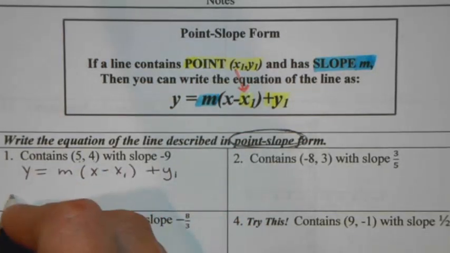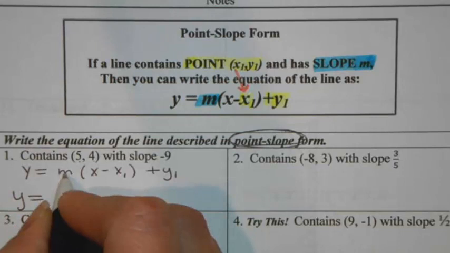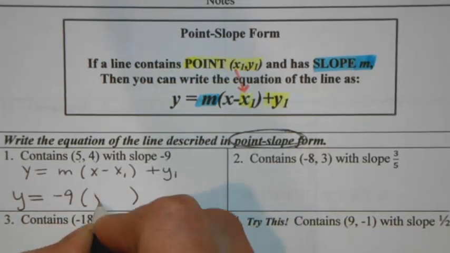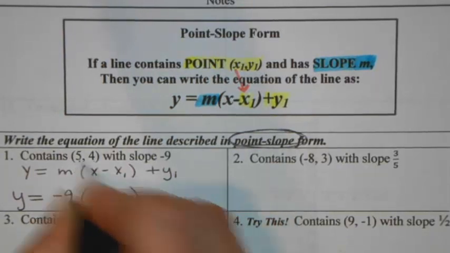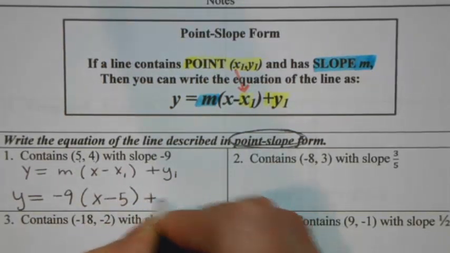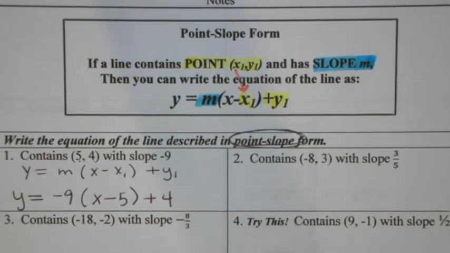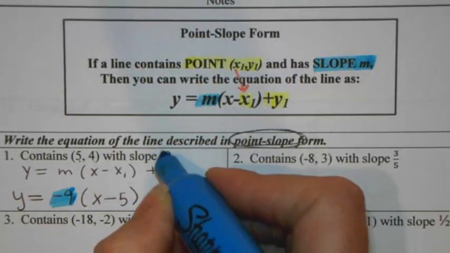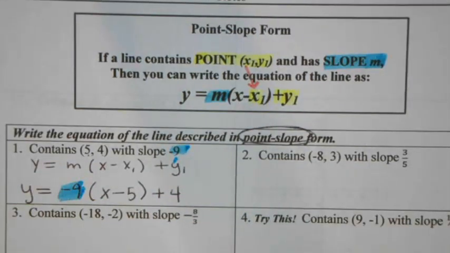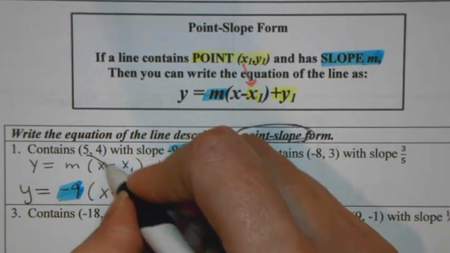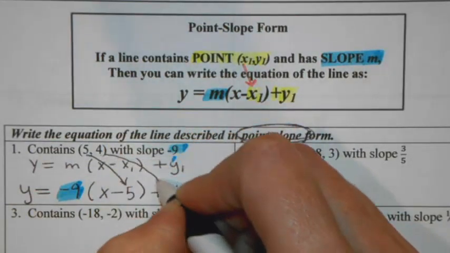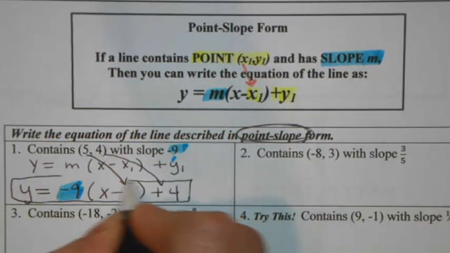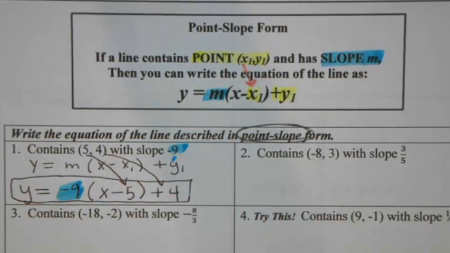So if I'm writing this equation, I'm just going to write y equals, and in for the slope goes my -9. Then in parentheses, I've got x minus my x-coordinate, that's 5. And then I add on my y-coordinate on the outside. So take a look. Here I've got my -9 slope, and I've got my x-coordinate and y-coordinate plugged in straight from the point. X was the 5 and y was the 4. And so that is my answer right there: y equals -9 times the quantity x minus 5, plus 4. And that's all you've got to do.